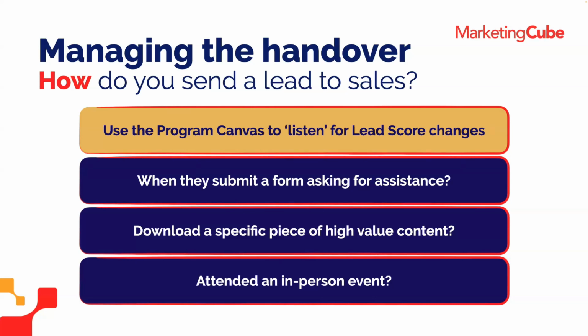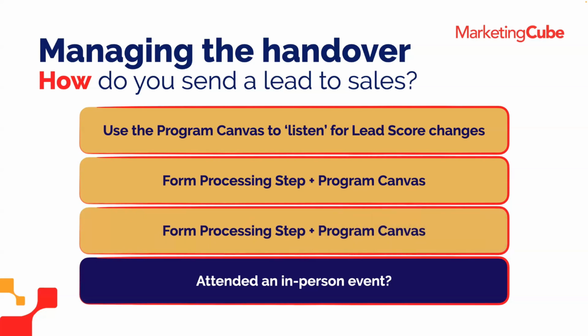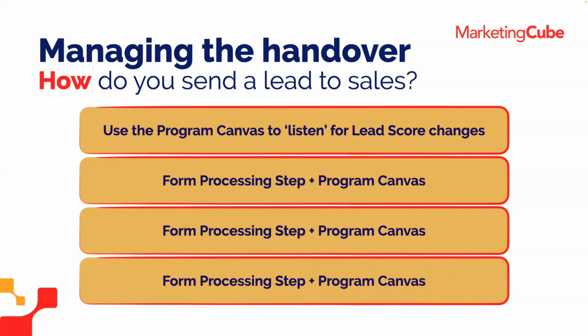What about when they submit a form asking for assistance? That was the other one. So if they're submitting a form, there is a form processing step that you can use potentially with the program canvas that will then drive that person through to the CRM. If they download a piece of high value content, how do we do that? Well, actually, it's the same. So again, it's form processing step along with program canvas. And finally, attended an in-person event. There are probably a range of ways you could do it, but if it was me, I would use a form processing step and program canvas to do that, depending on the way you structure your campaign. But in essence, it's the form processing step and the program canvas, primarily the program canvas, that will actually push those leads through to sales. Now, from the campaign canvas as well, you can apply and push people into programs from the campaign canvas.